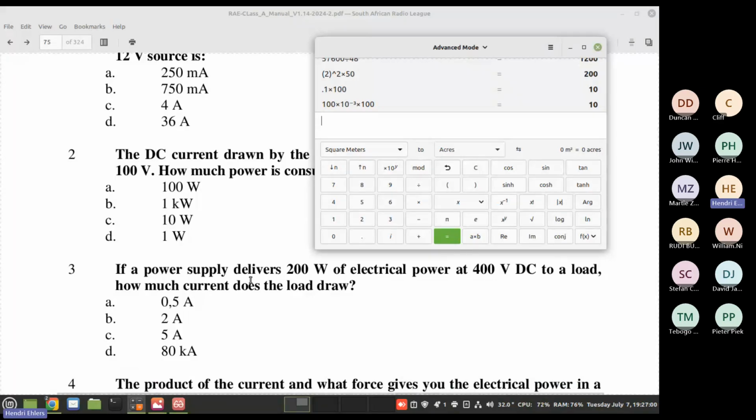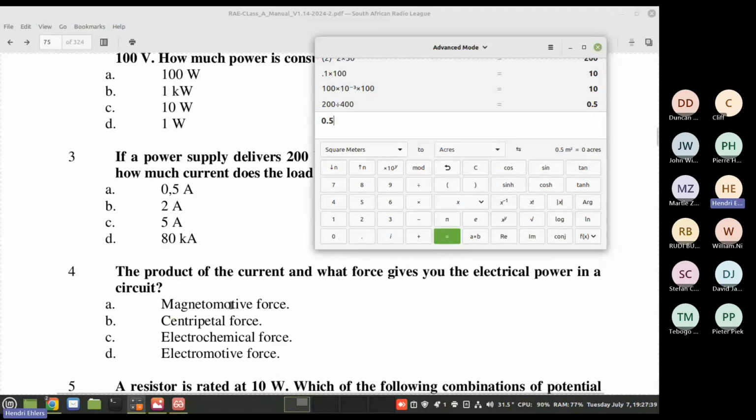If a power supply delivers 200 watts of electrical power at 400 volts to a load, how much current does the load draw? We know P equals VI. We know it's 400 volts, so that would be 200 divided by 400, which is 0.5. So that would be A, 0.5 amps.